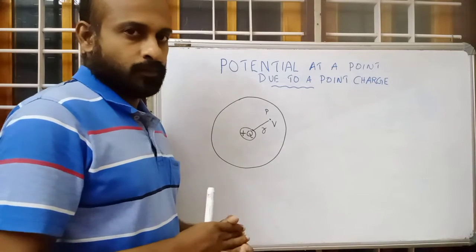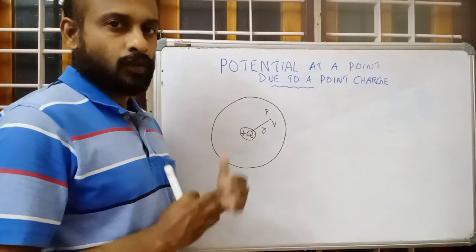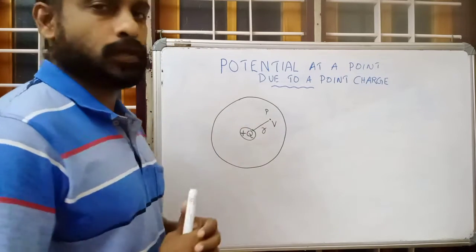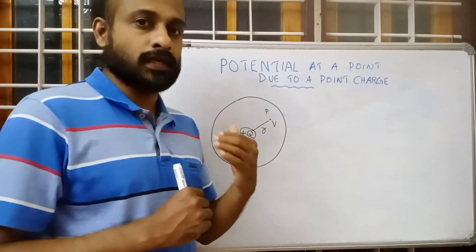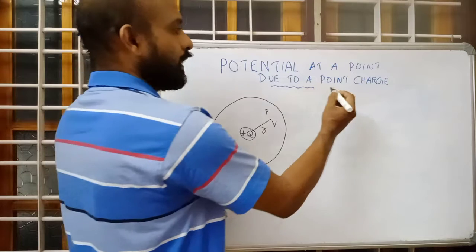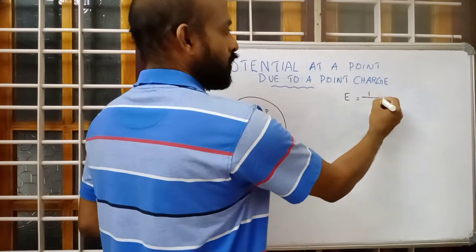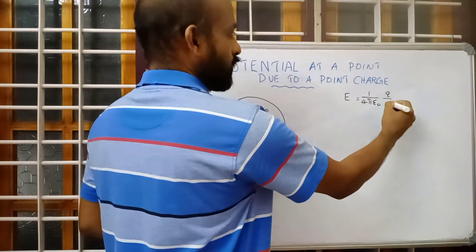What will be the work done? This work done will be equal to the potential at the point. We already know what is potential difference. Now we will say what is potential at this particular point. Before that we will understand what is the potential at infinity. Now we know the electric intensity. We have the equation for a unit positive charge: 1 by 4 pi epsilon 0 q by r square.